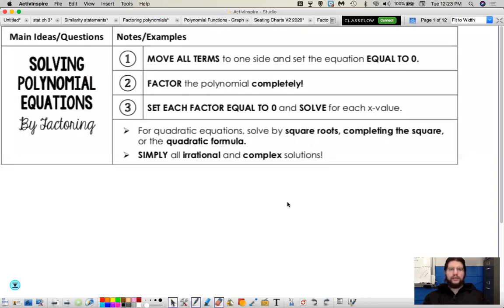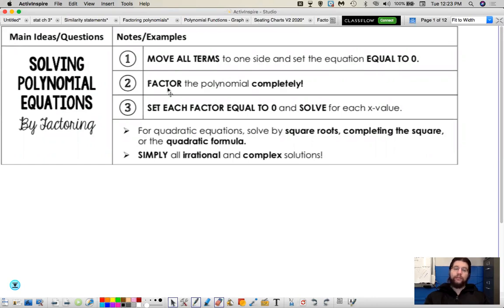All right, guys, today we're looking at solving polynomials. So we're going to take what we've been doing, the factoring, and we're going to add one little thing to it. After we factor it, we're going to set each factor equal to 0. So first step, make it equal 0, period. Before you can do anything else, you got to make these things equal to 0.